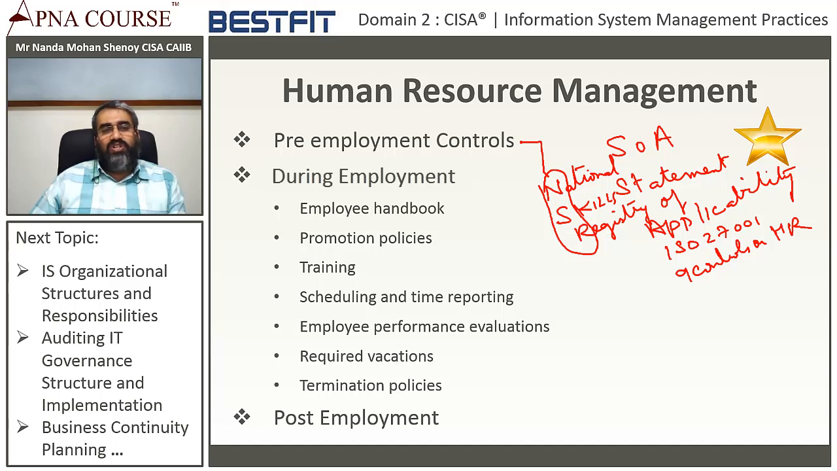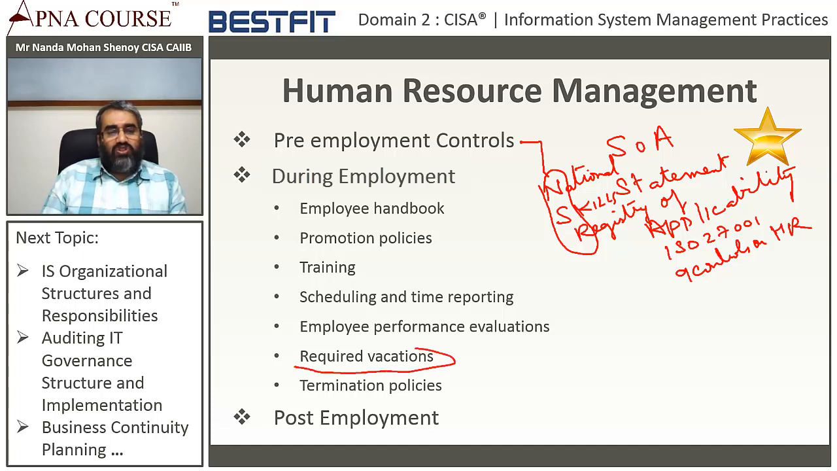Once an employee enters an organization, the controls cannot be lost. So therefore we have what are called during employment controls. Once the employee comes in and joins, he will be given an employee handbook which will talk about do's and don'ts. It will also have promotion policies. It will talk about training, scheduling and time reporting, employee performance evaluation, and required vacations.